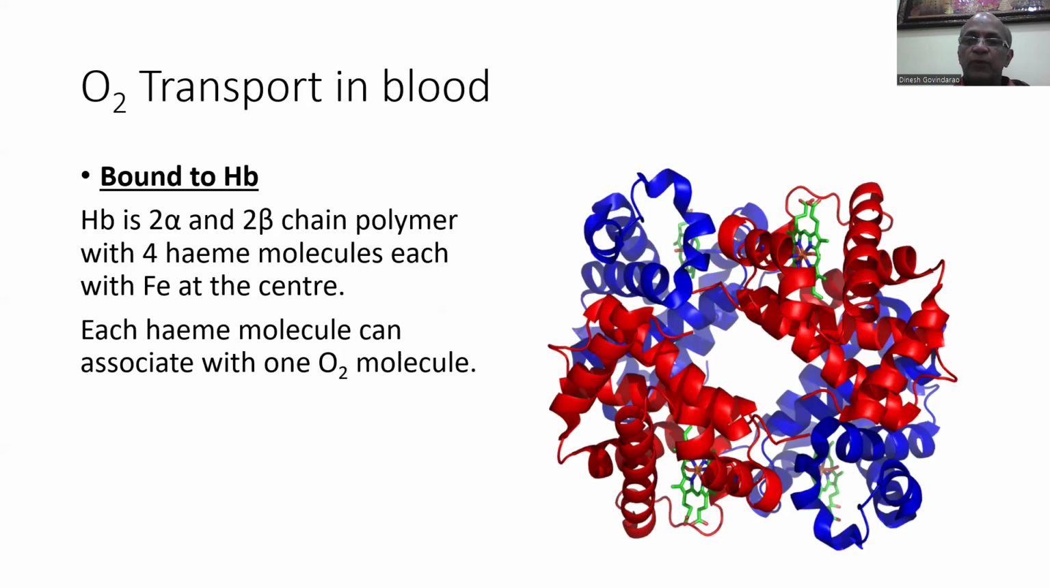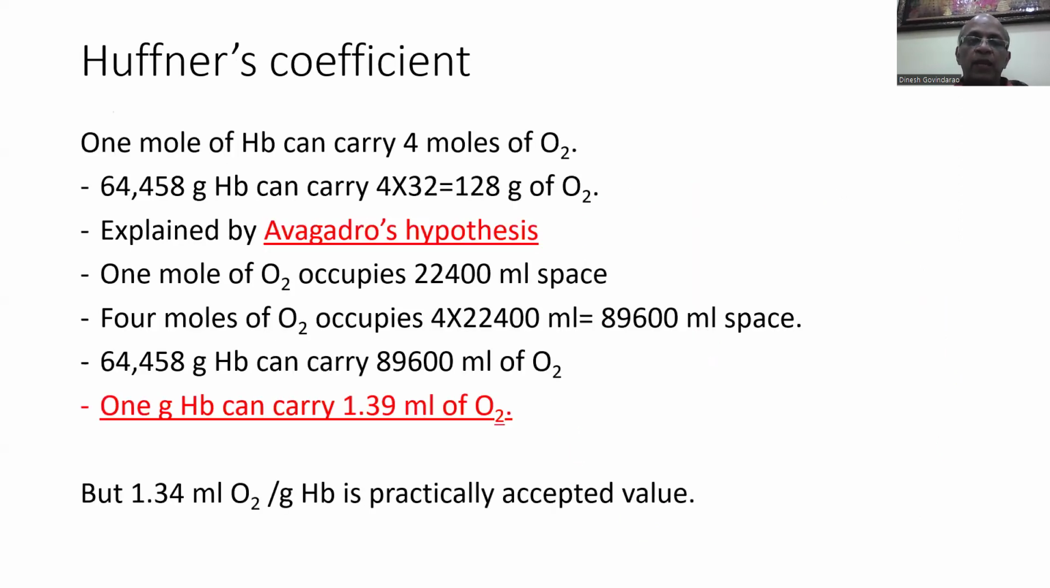Predominantly, oxygen is transported in the blood bound to hemoglobin. Hemoglobin is a tetramer with 2 alpha and 2 beta chains with 4 heme molecules, each with iron at the center. Each heme molecule can associate with one oxygen molecule. So 1 mole of hemoglobin can carry 4 moles of oxygen.